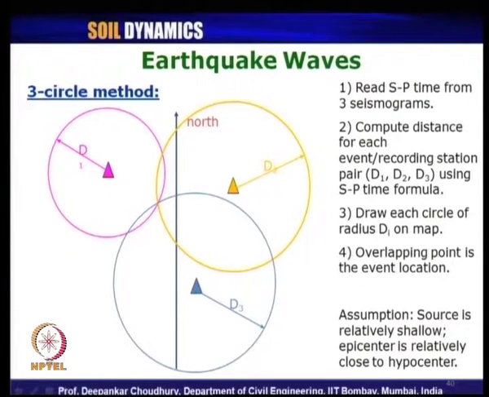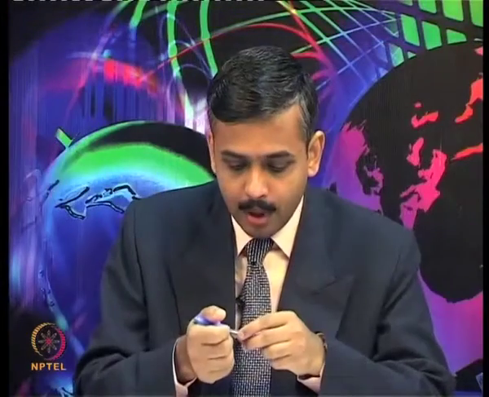This is how worldwide, till date, the earthquake epicenter is obtained, because many a times earthquake can occur at any place within a seabed. So, there is no recording station. Within a desert, there may not be any recording station. So, how do we locate the earthquake epicenter?